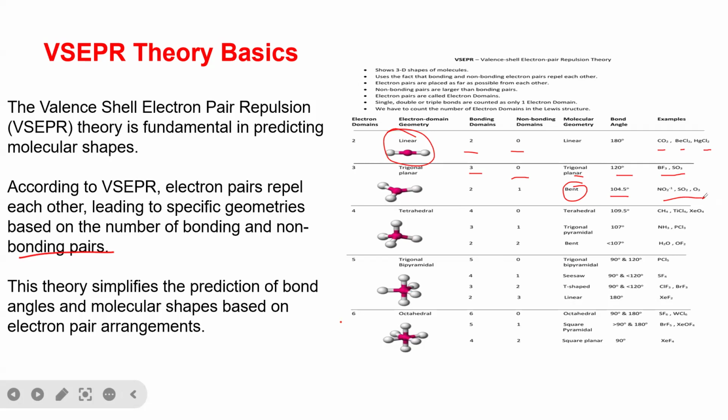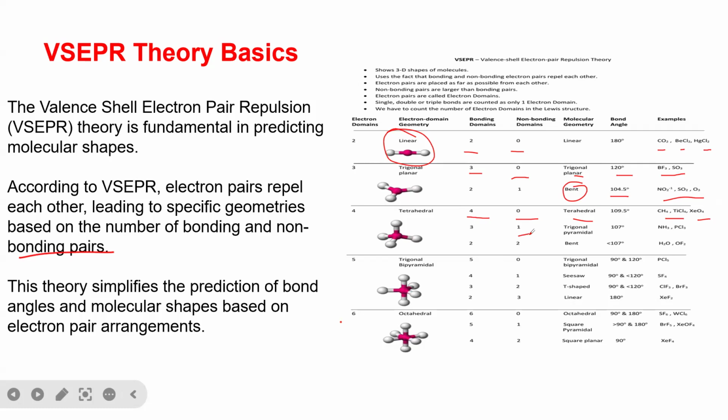And of course, we have tetrahedral, that is those that have 4 sides. First, we have the one with 4 bonding pairs and 0 non-bonding domain. So it is tetrahedral, and the bond angle is 109.5. Examples of these molecules: we have CH4, that is methane, we have titanium chloride, and we have xenon tetraoxide.